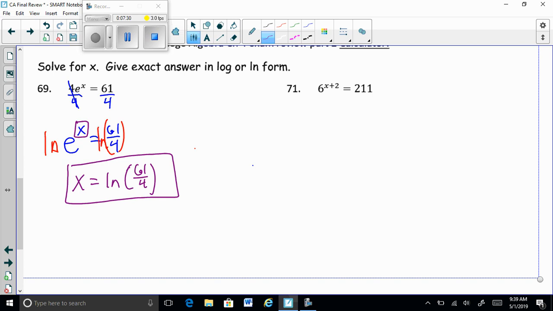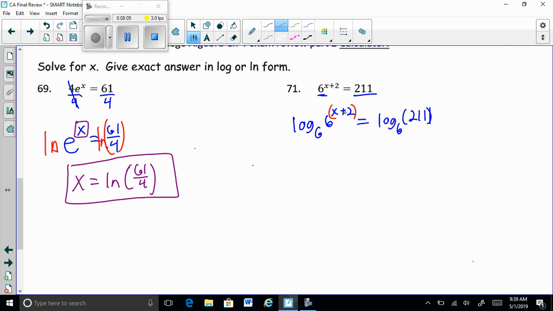All right. On the next one, we're going to take log base 6 of both sides because my base is 6 here. I don't have to do any adjustments to begin, like I did on the previous one where I had to divide by 4. I should be good to go. So I'm going to start by taking log base 6 of both sides. Okay, so the left side is just going to reduce down to that x plus 2. And the right side, I can just leave it like this. This is fine.